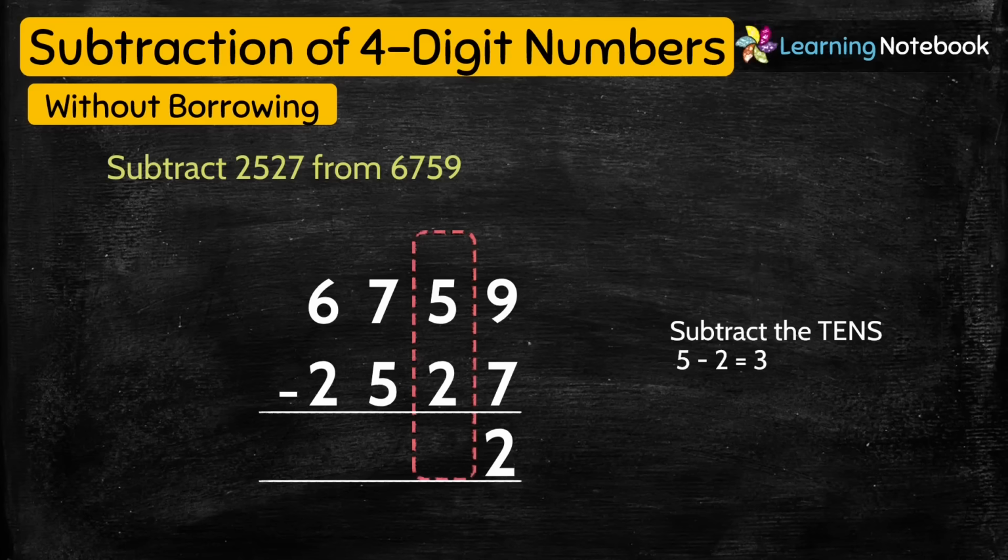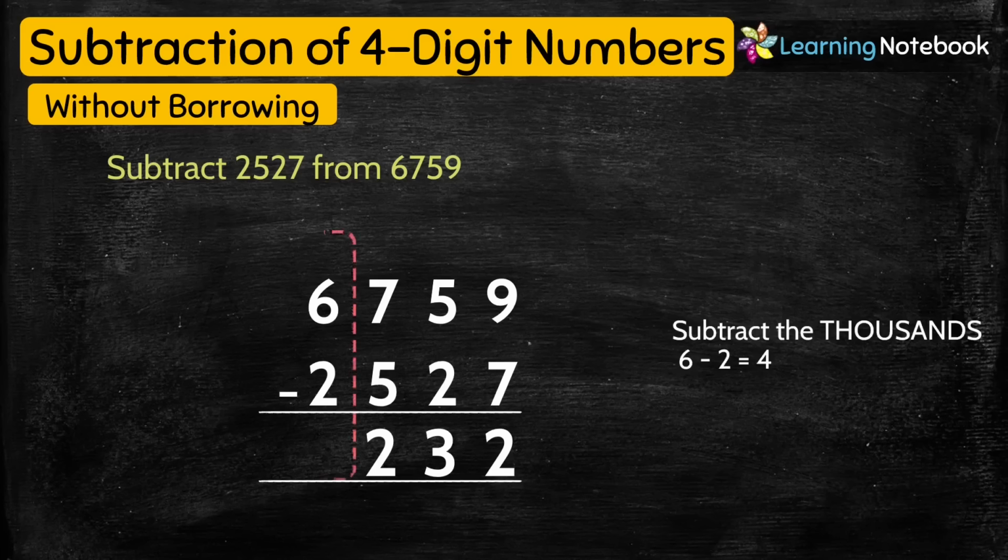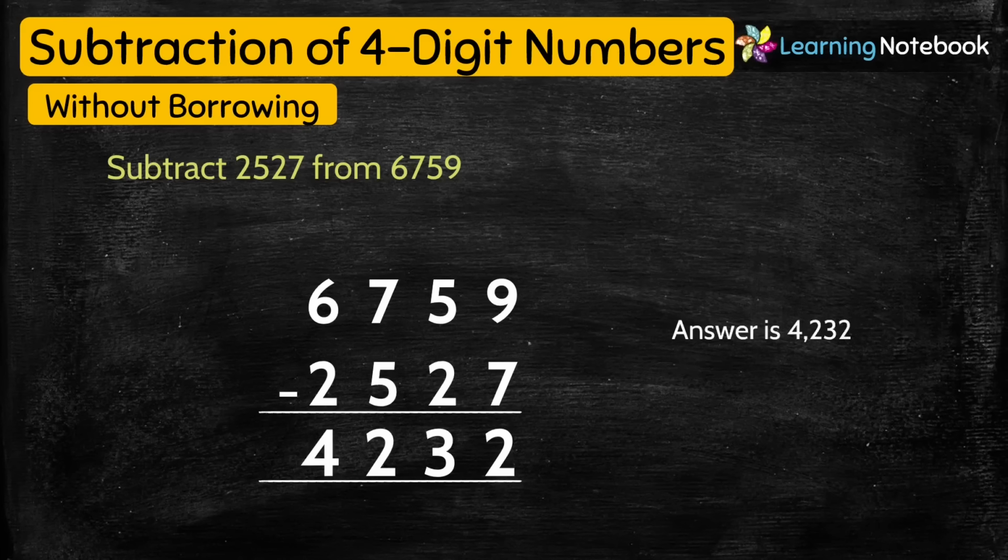5 minus 2 equals 3. Next we move to hundreds place. 7 minus 5 equals 2. And lastly, we subtract the digits at thousands place. 6 minus 2 equals 4. So the answer is 4232.